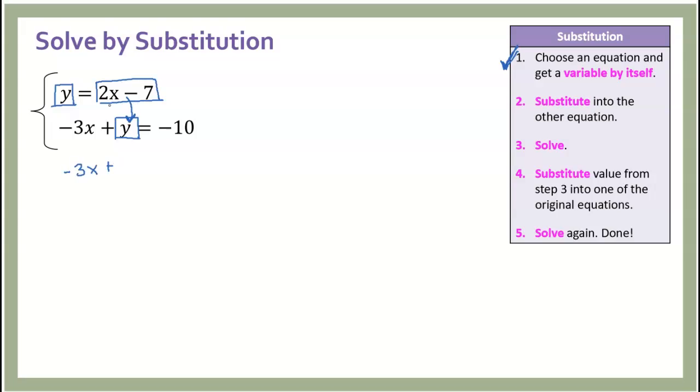I'll take this value and put it in this box. We get 2x minus 7 here. And then I bring my negative 10 down. Well, now we just have one equation in one variable. We can solve that. Let's combine like terms. Negative 3 plus positive 2 will be negative 1. So negative 1x minus 7 equals negative 10.